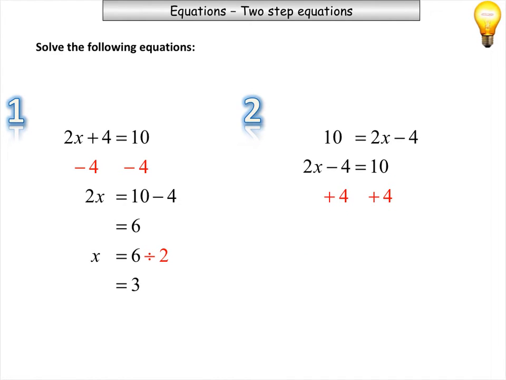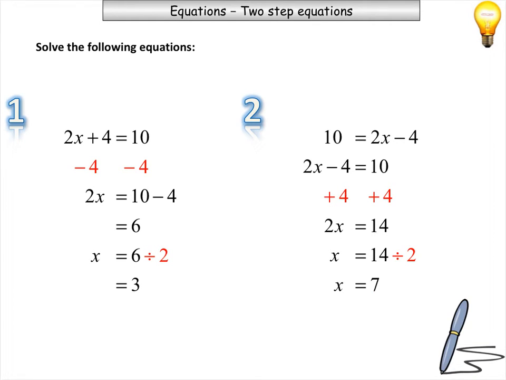So on both sides, add 4. So 2x is equal to 14. That's the 10 plus 4. And then our last step, divide by 2 to get 14 divided by 2, which is equal to 7.